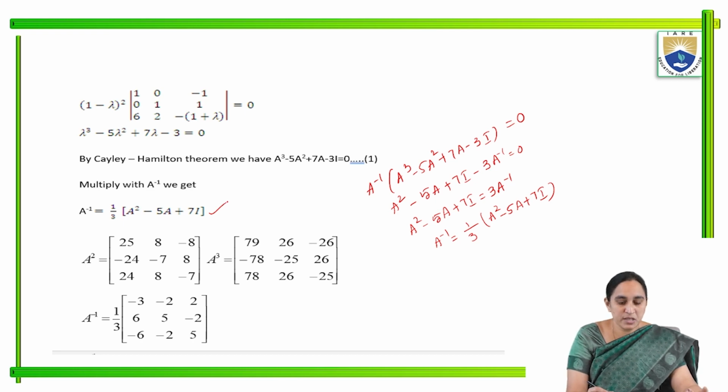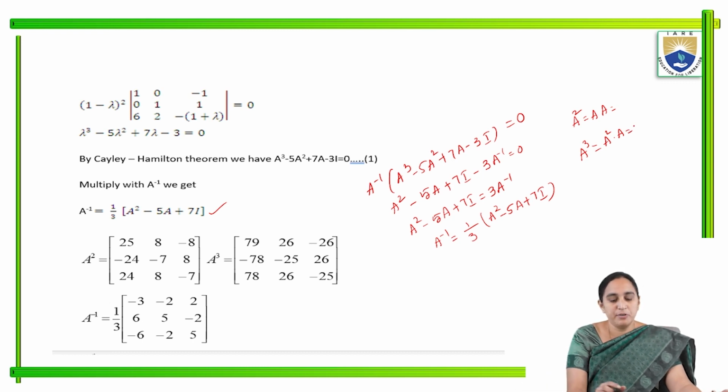Okay, from that, what about A square? Already we discussed in the previous. Again, from here, what about the given matrix A? Multiply A into A. From that we get directly 25, 8, minus 8, minus 24, minus 7, 8, 24, 8, minus 7. From that A square, again multiply: A cube means A square into A. A square is 25, 8, minus 8, minus 24, minus 7, 8, 24, 8, minus 7, into the A matrix.